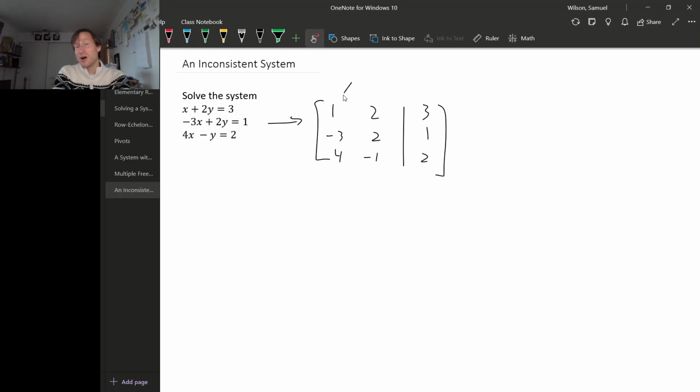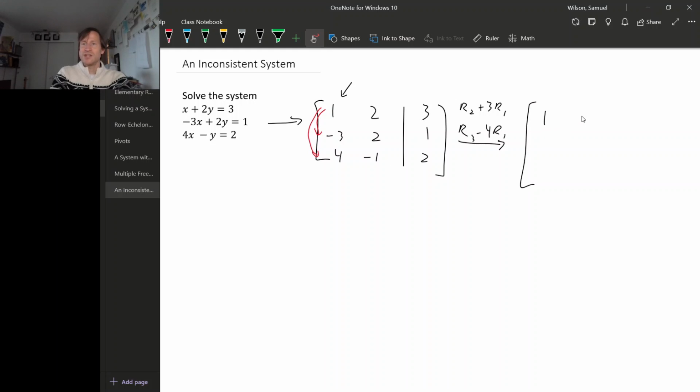So fortunately, we already have a 1 in this upper left-hand corner. So we just need to do row operations to use this 1 to zero out the stuff below it. So we're going to do row 2 plus 3 times row 1. That'll get rid of the minus 3. And then row 3 minus 4 times row 1. And that'll get rid of the 4 there.